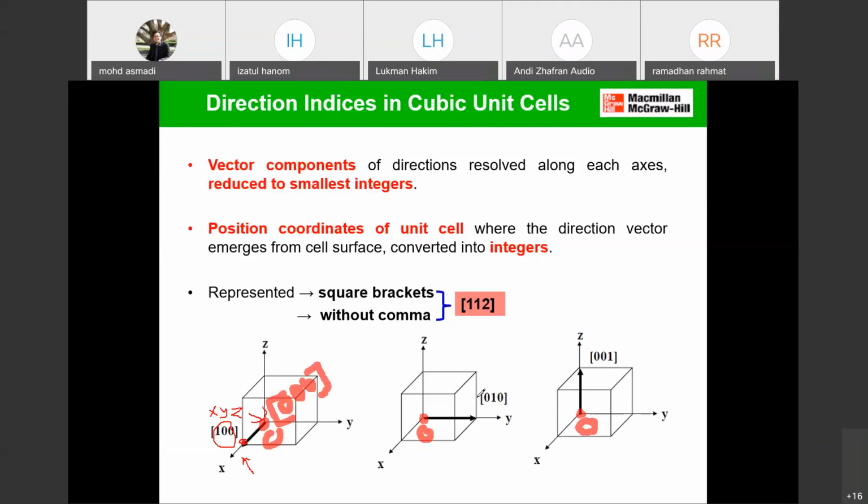Similarly for this one: no direction for x and no direction for z. The direction is only along the y axis. Similarly for this one, it is along the x axis, with no direction for y as well as z.